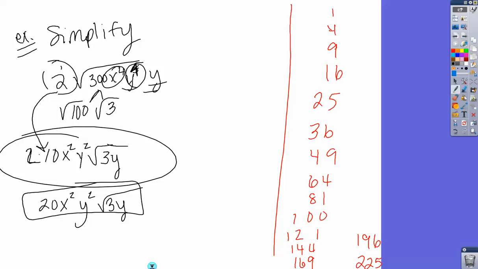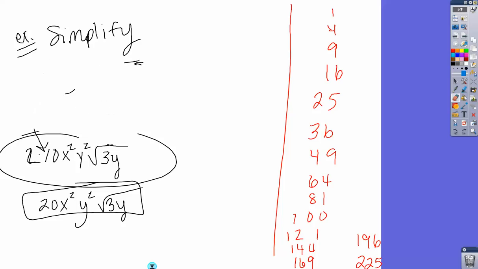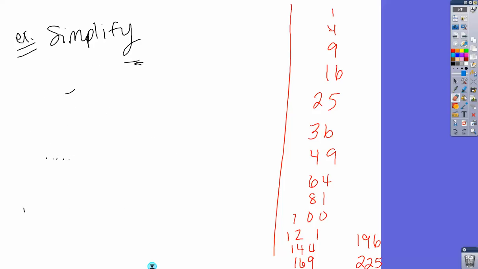Okay? So if we go ahead and look at another example real quick, I'll just quickly erase it so I don't have to rewrite my perfect squares. If I had negative 3 times the square root of 50 a to the 5th b to the 6th c. So okay, 50 falls between 49 and 64.